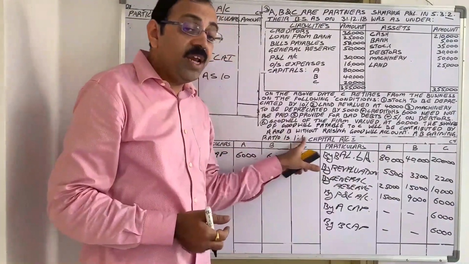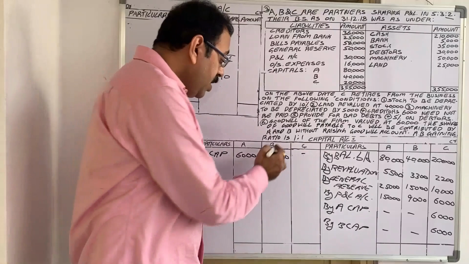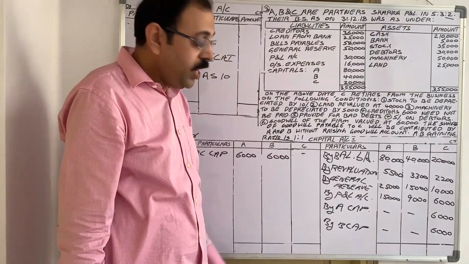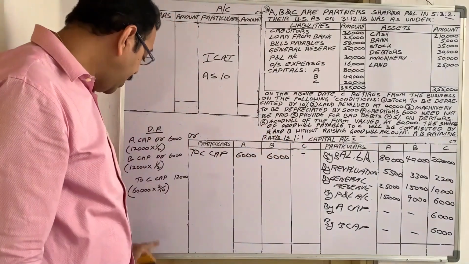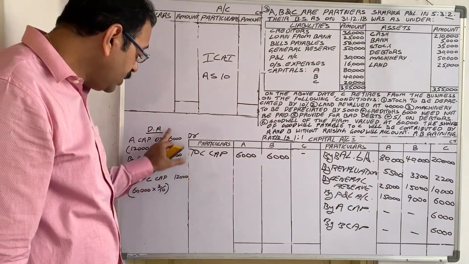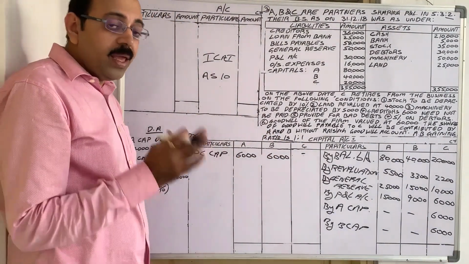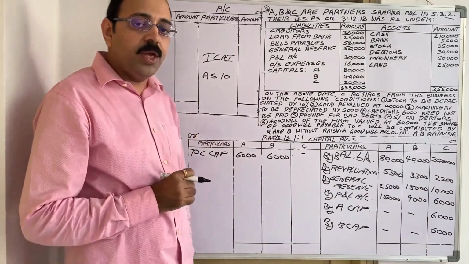In which ratio do we divide goodwill here? In the gaining ratio. The gaining ratio is given in the question only, no? 1:1. So in that gaining ratio, we have to distribute this goodwill. Regarding the gaining ratio, I made another video.